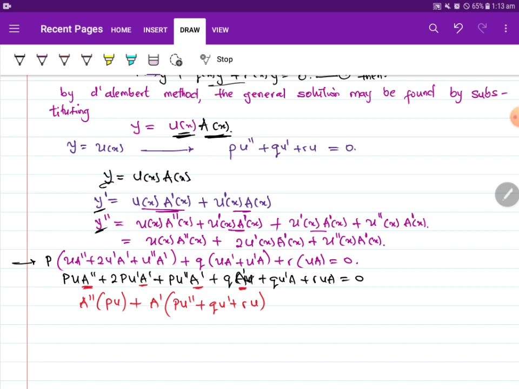I've made a mistake, sorry. Let me clean it. Now let's pick it again. For the a prime, this is the first one, this is the second one, so I can say that that's 2 p u prime plus q u, plus q u, you get that? Plus q u. Hope I did not make a mistake.